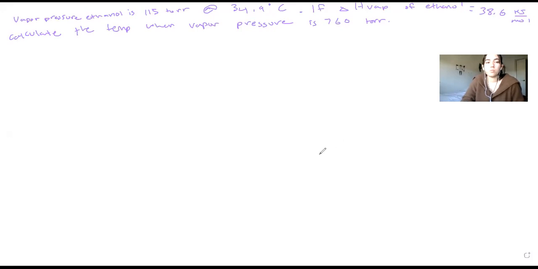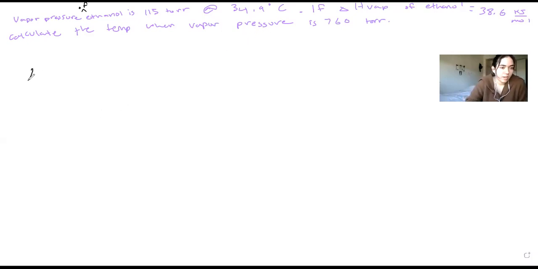Hey guys, so I got a question about the Clausius-Clapeyron equation and how to use it in situations like this. The question says the vapor pressure of ethanol is 115 torr at 34.9 degrees Celsius. If the change in enthalpy of vaporization of ethanol is 38.6 kilojoules per mole, calculate the temperature when the vapor pressure is 760 torr.